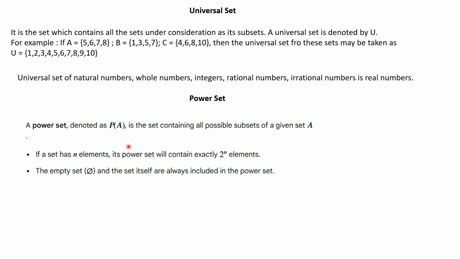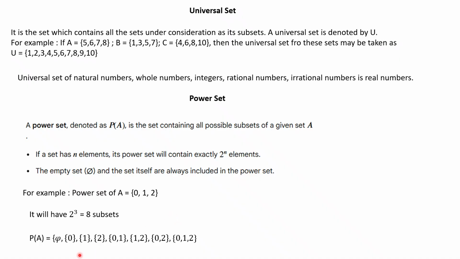Next, what is a power set? A power set denoted as P(A) is the set containing all possible subsets of a given set A. So if a set has n elements, the power set will contain exactly 2 to the power n elements and the empty set and the set itself are always included in the power set. So the power set of A is 2 to the power 3 which is 8 because it has 3 members. And how to write the power set? It is phi, {0}, {1}, {2}, {0,1}, {1,2}, {0,2} and then {0,1,2}. So it has 8 members.